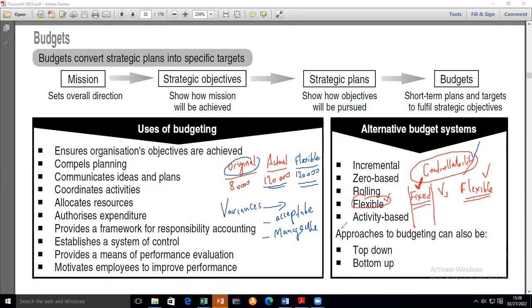Organizations that have introduced activity-based costing have already split their organization into what? Activities, and also cost drivers. You have already arranged your organization in terms of activities and cost drivers. And therefore, when it comes to budgeting also, the simple question is, why don't we use the same activities? So you budget on the basis of activities. You already know the cost driver, so use the cost drivers in estimating the costs.